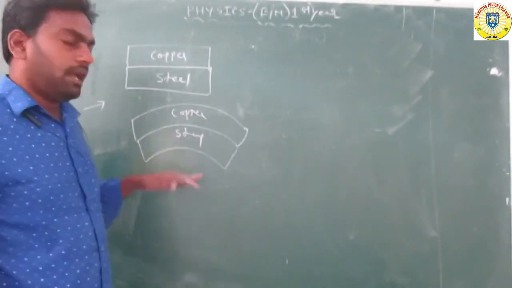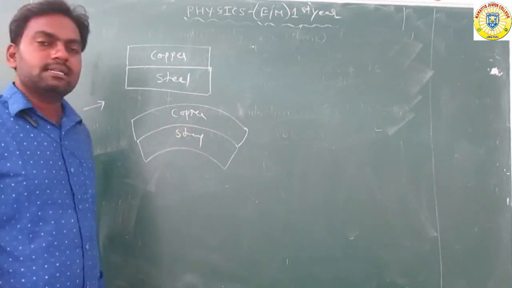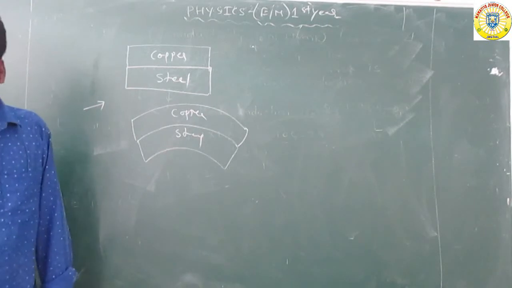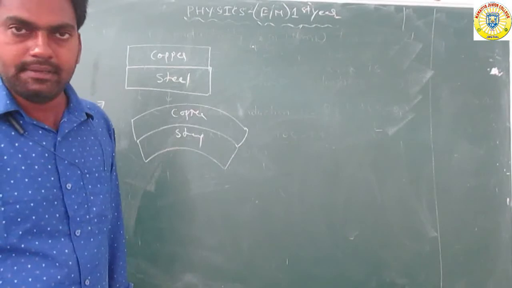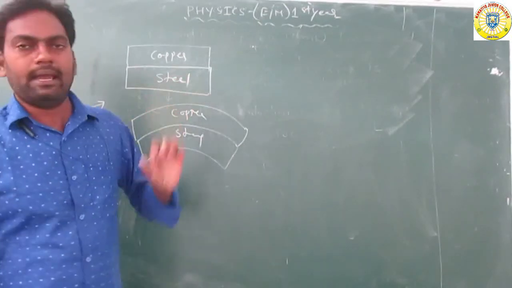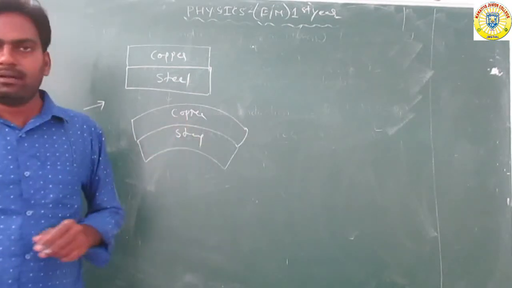Now another condition is taken: heated. When heated, the copper side becomes the outer, convex side, because copper expands more compared to the steel. The steel expands less compared to the copper.